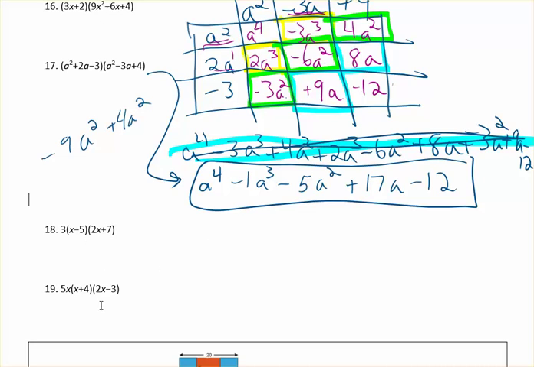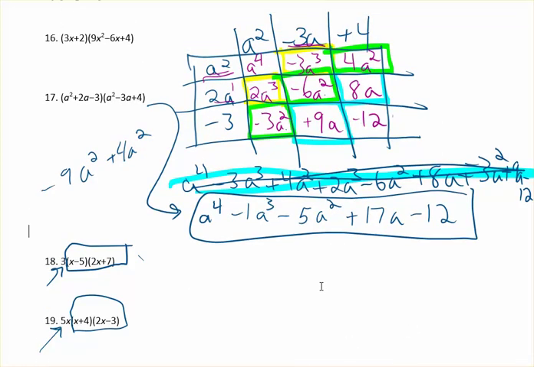On 18 and 19, you can use FOIL for this part. Once you get what that is, you have to multiply each term by 3. And in 19, you can use FOIL, and then you'd have to multiply each term by 5x. So be careful that when you're done, you don't forget to multiply by the greatest common factor out in front of it that needs to be multiplied back.